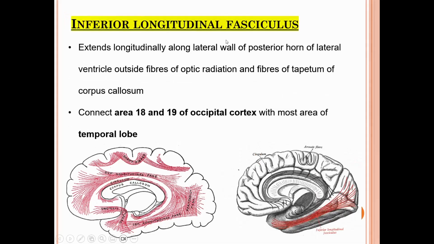Then inferior longitudinal fasciculus. They extend longitudinally along the lateral wall of the posterior horn of the lateral ventricle, outside the fibers of optic radiation and fibers of tapetum of corpus callosum. So they connect areas 18 and 19 of occipital cortex, and also most areas of the temporal lobe.